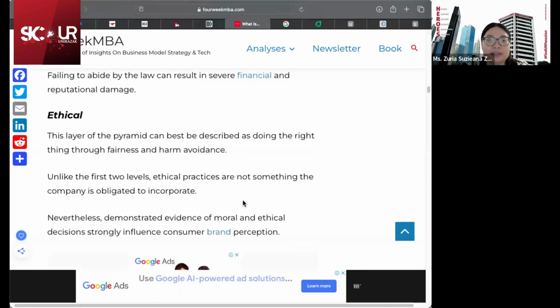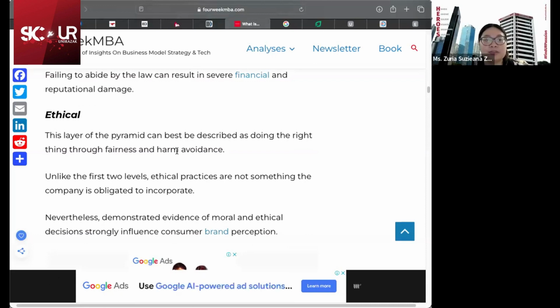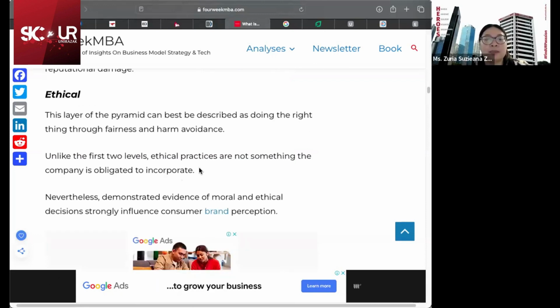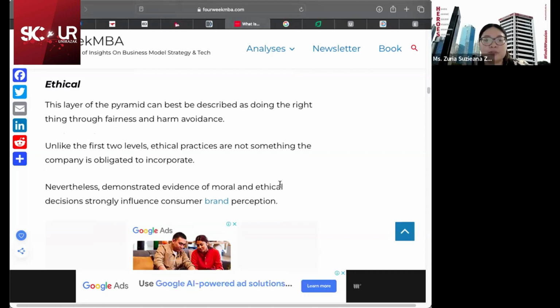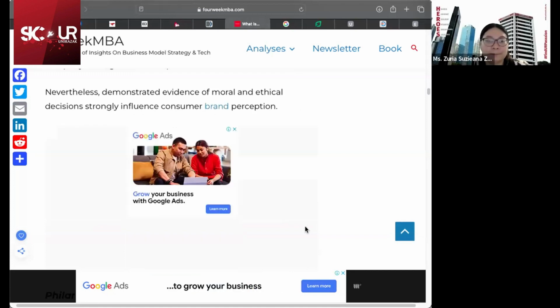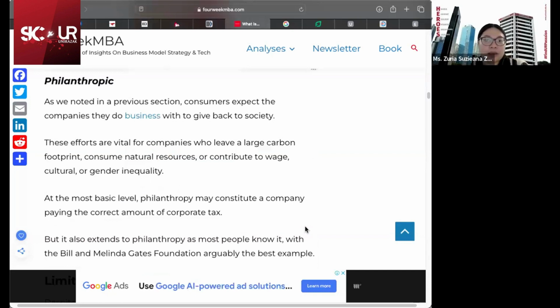And then for ethical, this is doing things right through fairness and harm avoidance, right? This is not something that the company is obligated to incorporate, but demonstrating evidence of moral and ethical conduct can influence consumer brand perceptions and also internal perception as well. Okay. And lastly is philanthropic. Consumers expect companies that they do business with to give back to society. Right, these efforts are vital for companies who leave a large carbon footprint and consume natural resources. So here is where ESG is coming in.